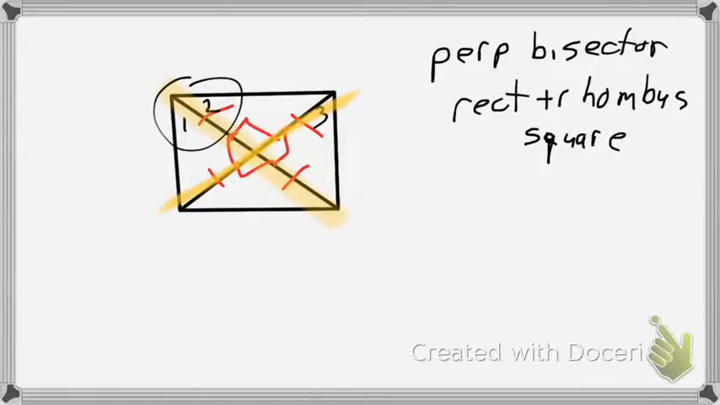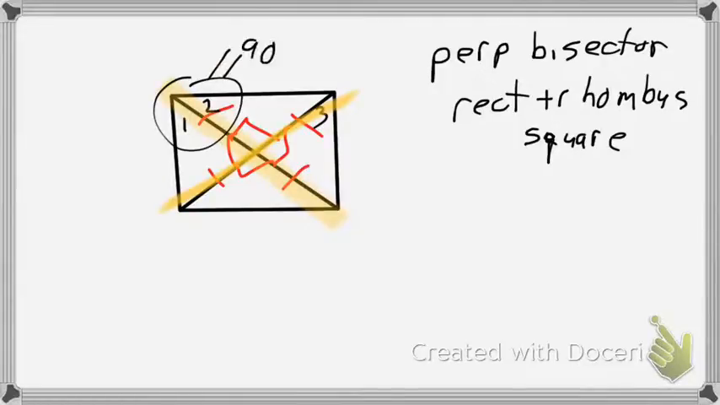We know that in a rhombus, the diagonals bisect opposite angles. We know this is a square. How do we know that? Because we know it's a rectangle, because the diagonals are congruent. So if the diagonals are congruent, then it's a rectangle. Diagonals bisect or are perpendicular to each other, it's a rhombus. Rectangle and a rhombus, square.